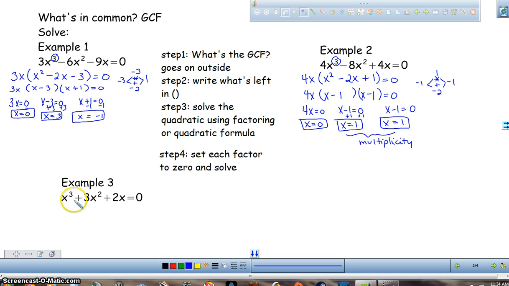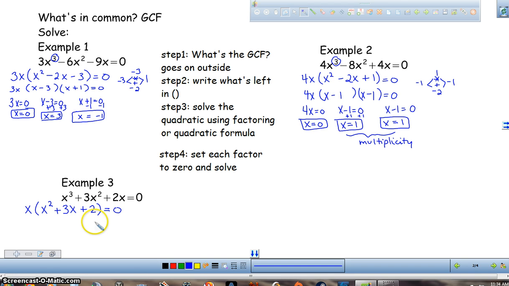The GCF, we look at all 3 terms. We could pull out an x. And so x times what gives you x cubed? x times what gives you 3x squared? So that would give me 3x. x times what gives you 2x? Well, a 2.